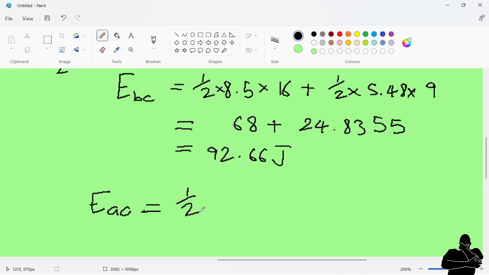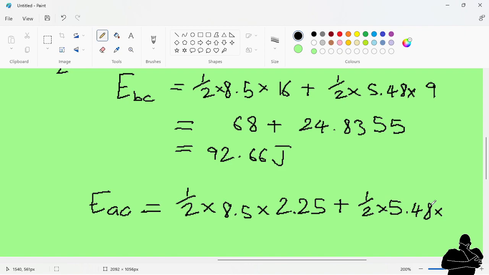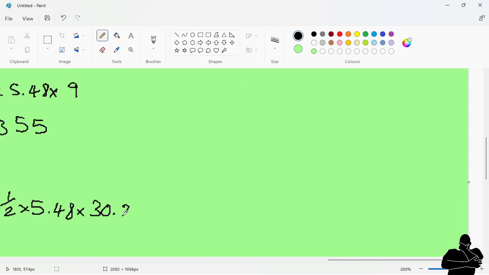So it's going to be half times the same mass of 8.5. But the velocity is the velocity after the collision. And for m1, that velocity was stated to be 1.5. 1.5 squared is 2.25. And then we're going to add that to half times m2. And then we need the velocity of m2 after the collision. And that velocity was 5.5. 5.5 squared is 30.25.